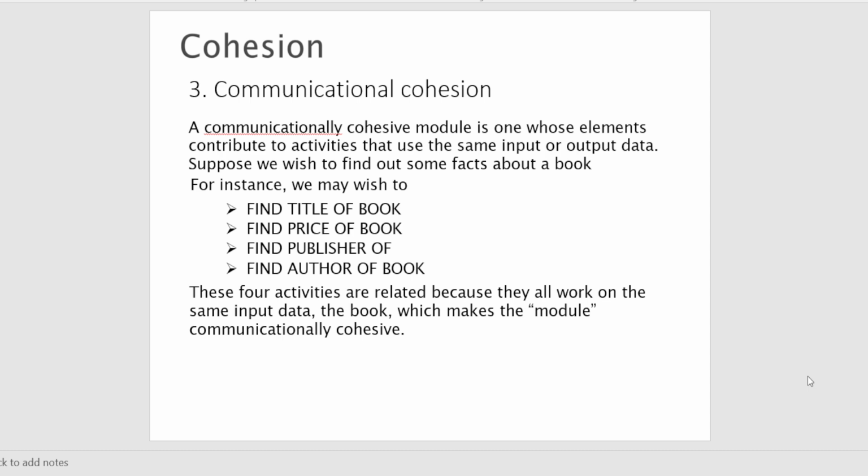All these functionalities that I want to avail will depend on one record, one entity, that is student. All those things are communicationally cohesive. Likewise, the example here says that we would find the title of a book, the price of a book, the publisher of the book, and the author of the book. The four activities are related because they all work on the same input data, that is the book, which makes the module communicationally cohesive.